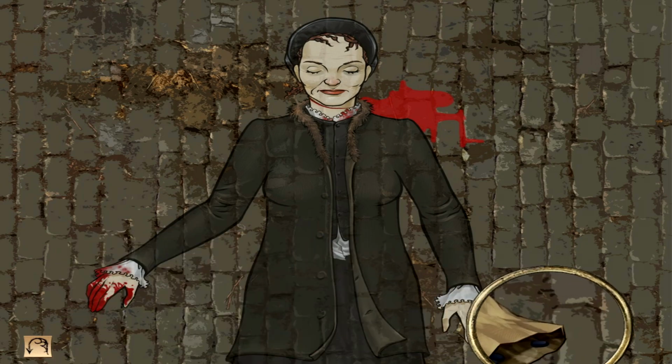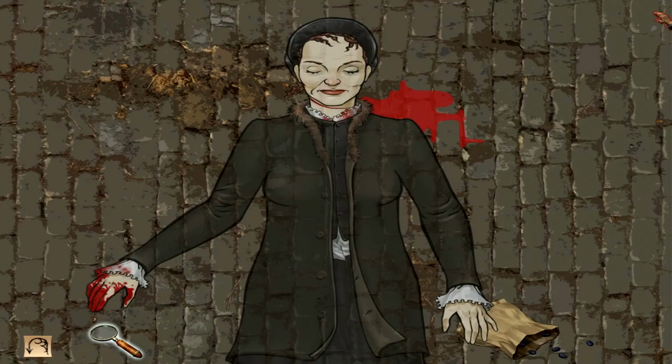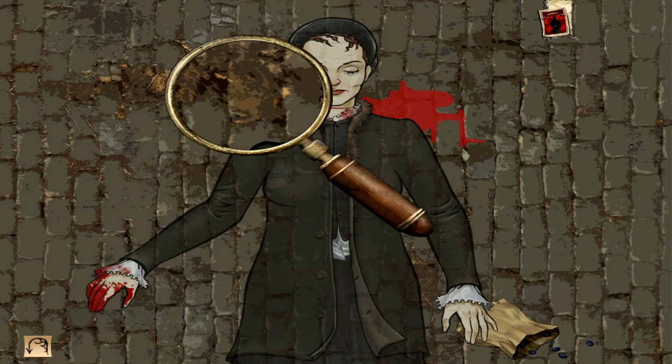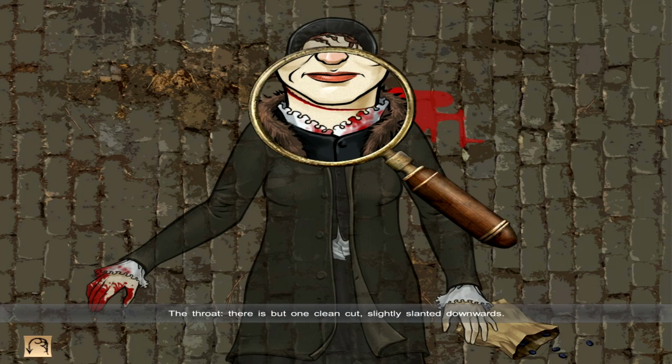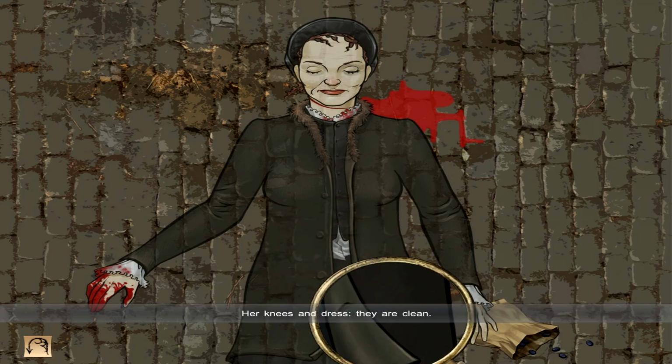What? Is it wrong that I don't know what they are? Her right hand is bloody, as is her wrist. That's the meaning that she grabbed her neck after someone cut it. The ground is muddy. The throat has but one clean cut, slightly slanted downwards. Her knees and dress are clean.